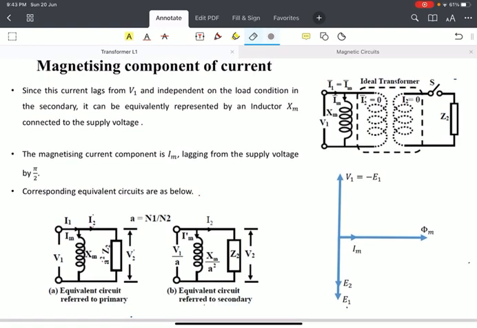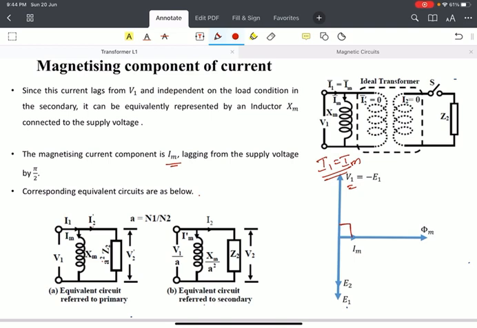So I told you that when there is no load connected to the secondary, that means when this switch is open, the current flowing in the primary I1 will be equal to the magnetizing current. This magnetizing current Im will be lagging by an angle of 90 degrees from the applied voltage or supply voltage V1.